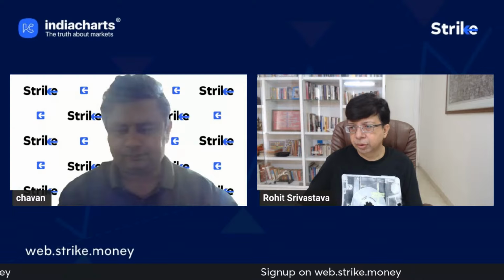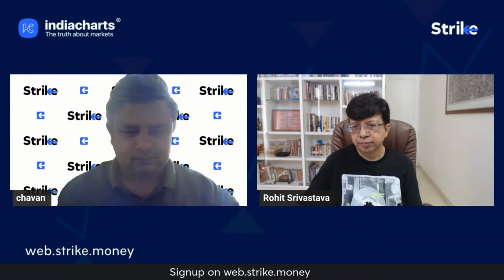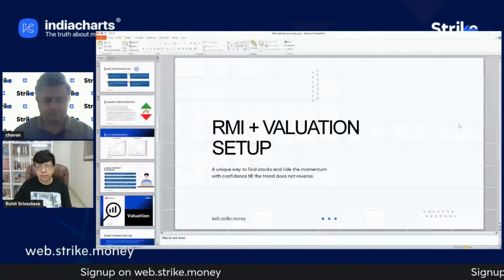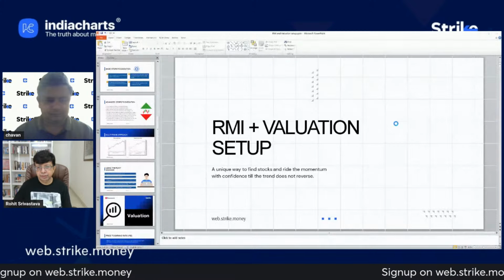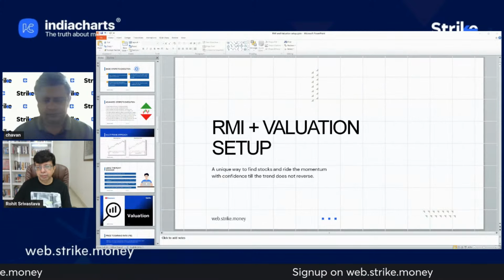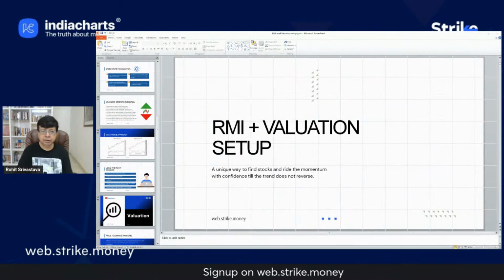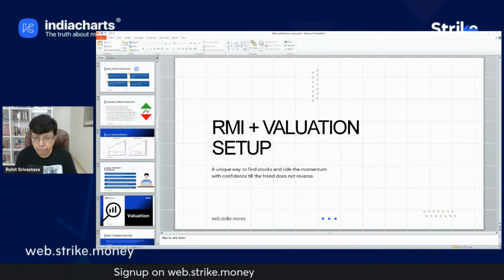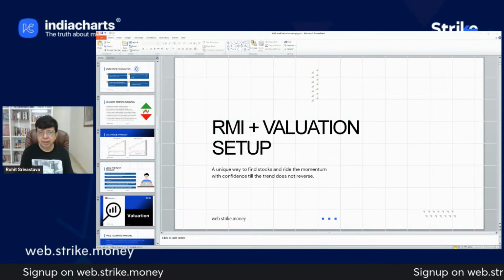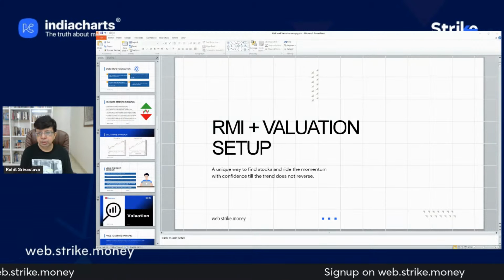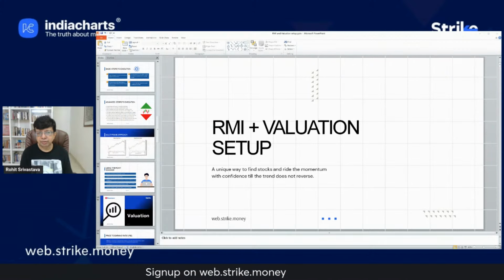Okay, so this is what we are really talking about here. We are talking about the RMI first. When we talk about the Rohit Momentum Indicator, which is what RMI is short for, we are really referring to a momentum indicator that is faster, quicker, and smoother than most of the ones that are plotted on standard technical software.